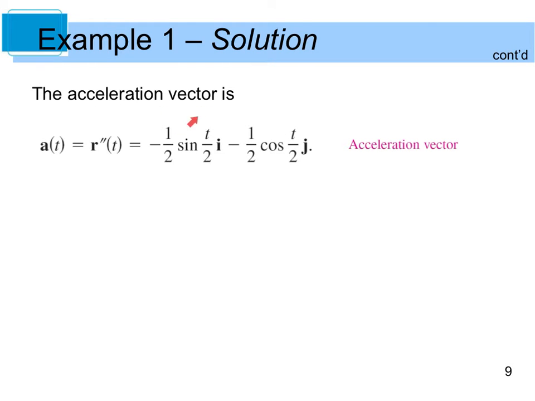All right, acceleration vector. So my acceleration vector is my second derivative of my r vector. So I would just continue taking that next derivative.